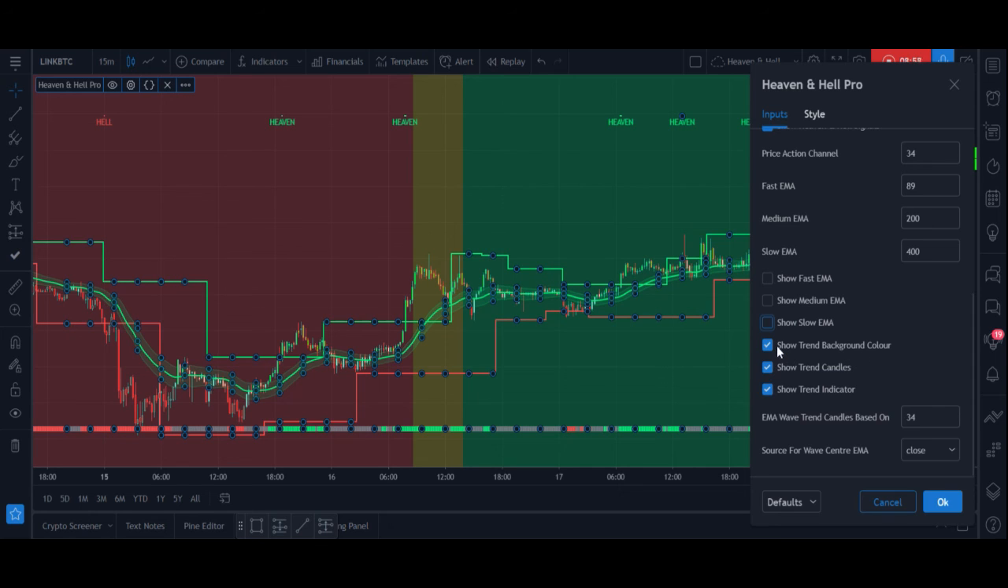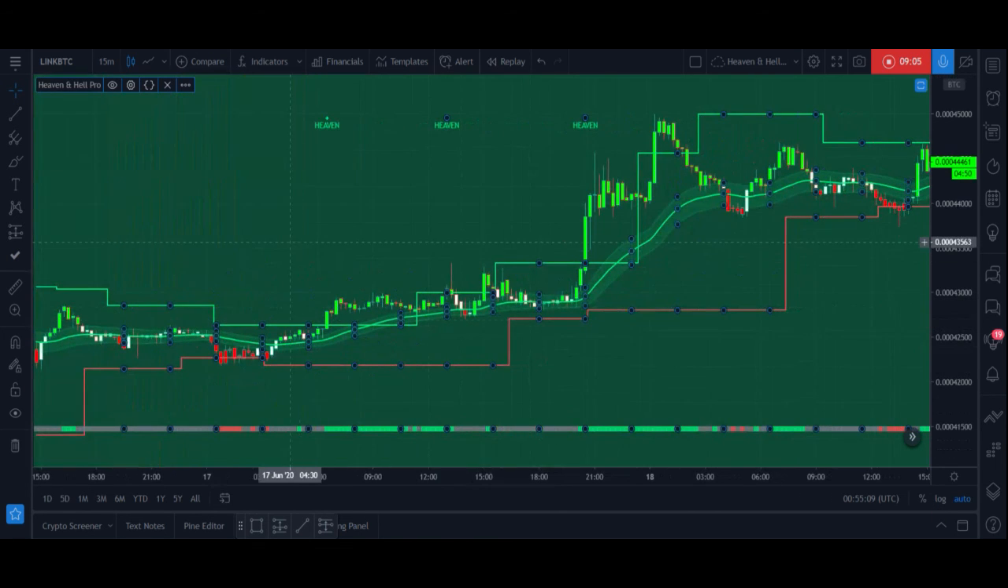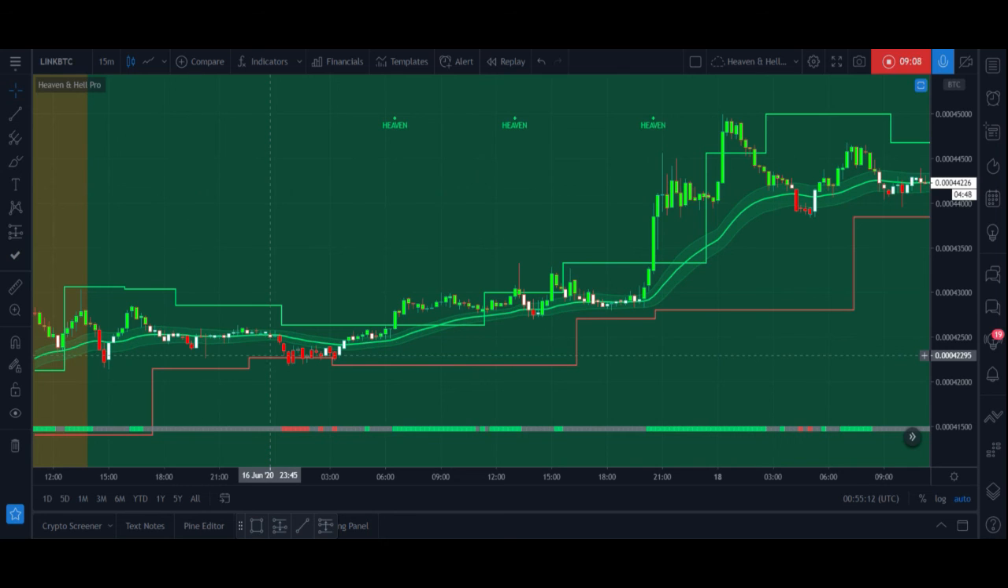Onto trend background color. If you don't like the colorful background, you can take that off. Trend candles. This is a nice feature that gives you a good snapshot indication of what the candles are doing. Yellow essentially means that the candles are sitting within the price action channel. There is not a huge amount going on. It is not moving massively up or down, or it is simply passing through. Red candles, the bears are in charge. It is moving down. It is noticeably outside of the trend price action channel, and green, vice versa.